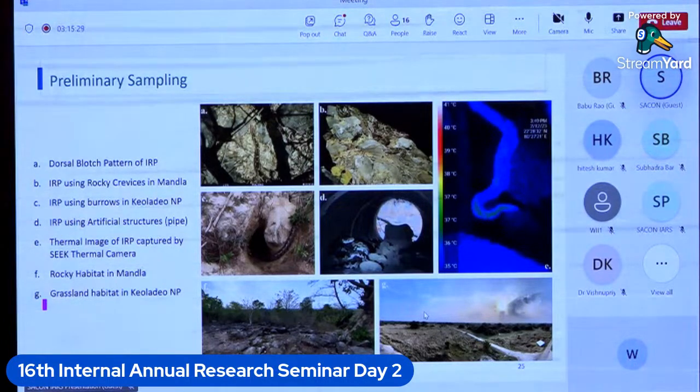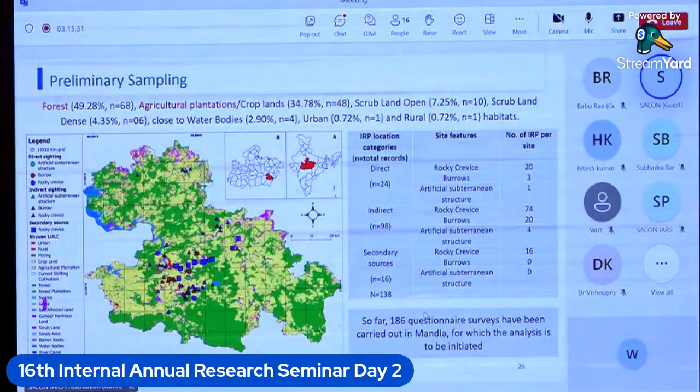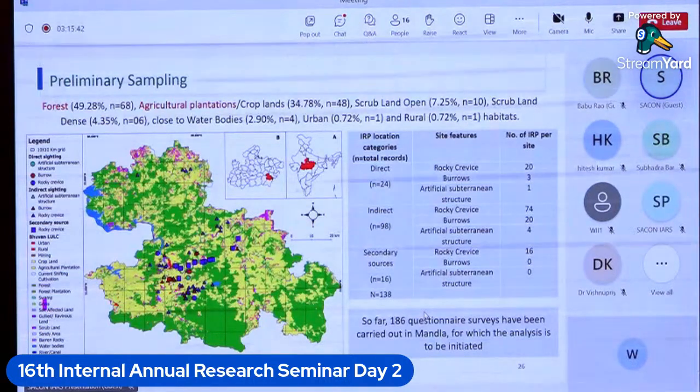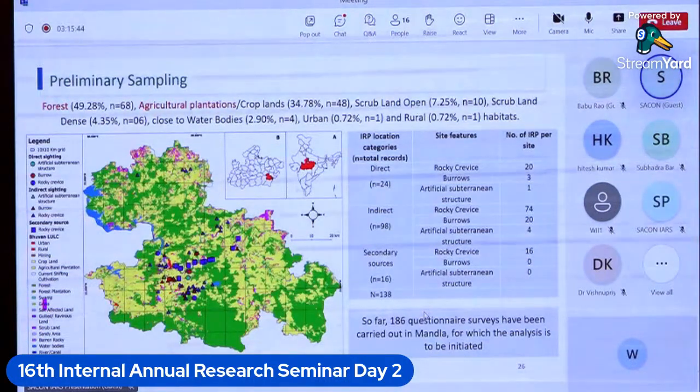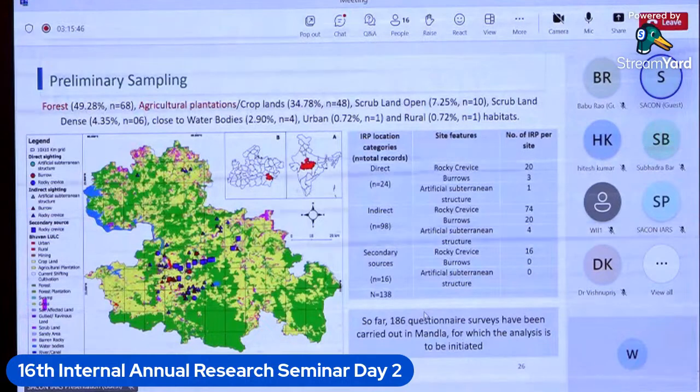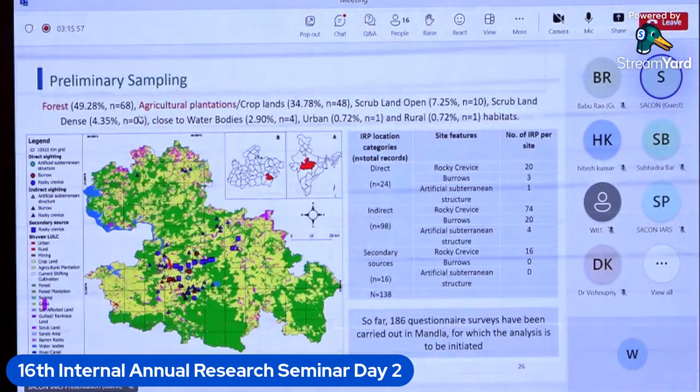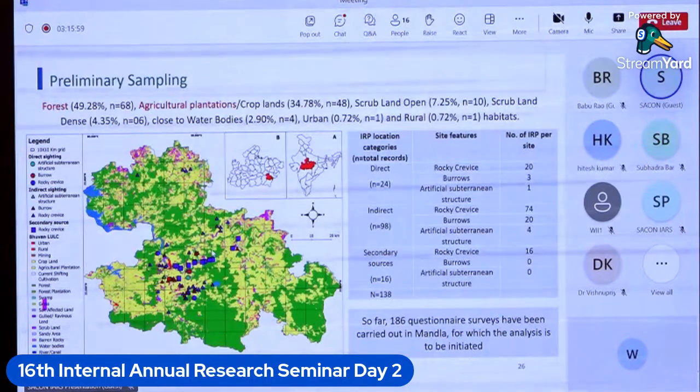So what we see is basically two different habitats and how the same species is behaving in different kinds of habitats. Coming down to the preliminary assessments of how the populations of pythons are spread across Mandala, what we found is that unlike the Kerala National Park, where pythons are only found in porcupine burrows, here in Mandala they are largely found in rocky crevices, followed by burrows and artificial subterranean structures like pipes and culverts and several other things. All these locations are largely from the forested and agricultural plantations.